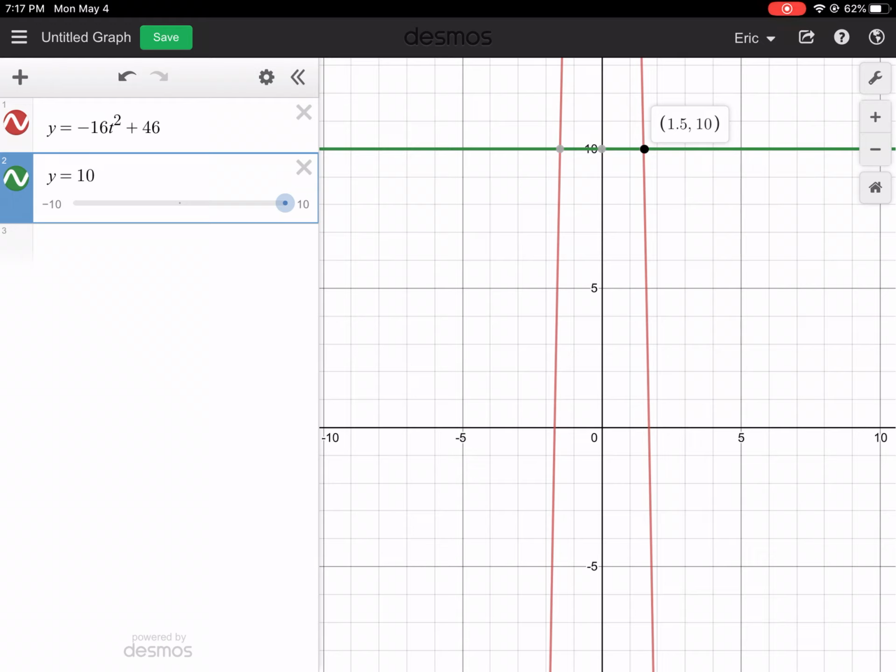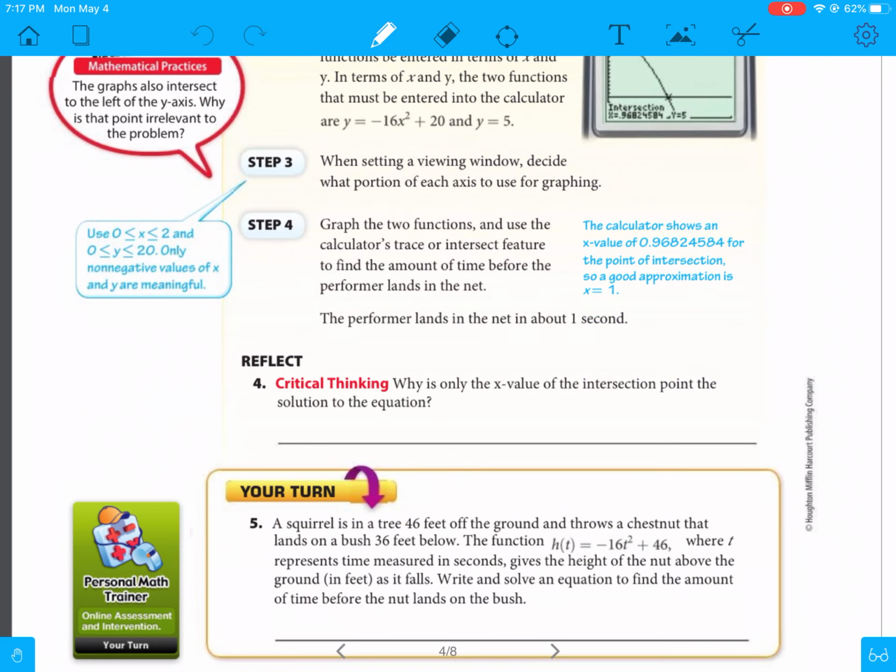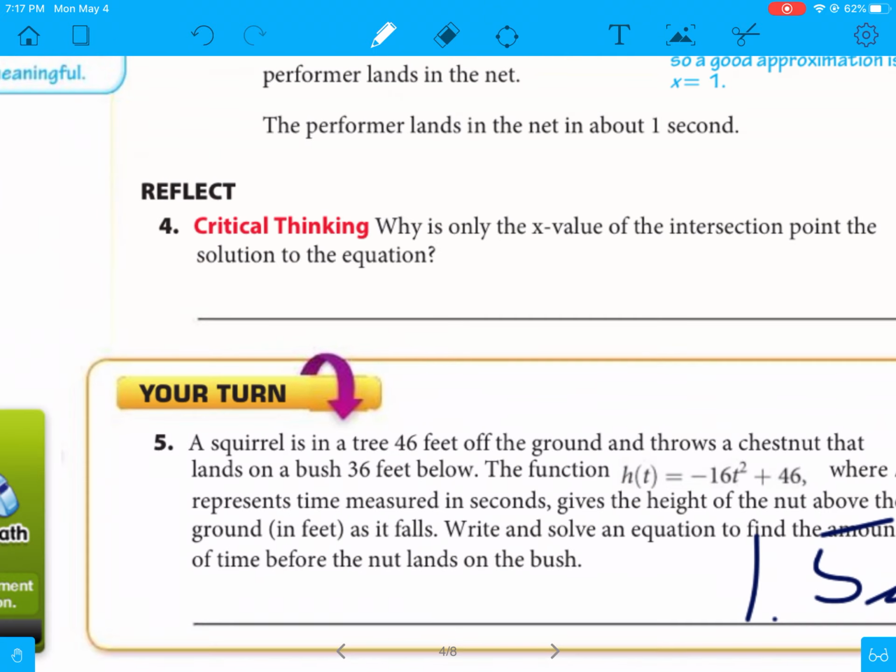So graphing calculators or Desmos are nice to use for these. So here, it would be 1.5 seconds. Your original equation is y equals negative 16t squared plus 46 equals 10. Now it equals 10 because it fell from 46 feet up to 36 feet below, so it's still at a positive 10. That's where that 10 comes from.